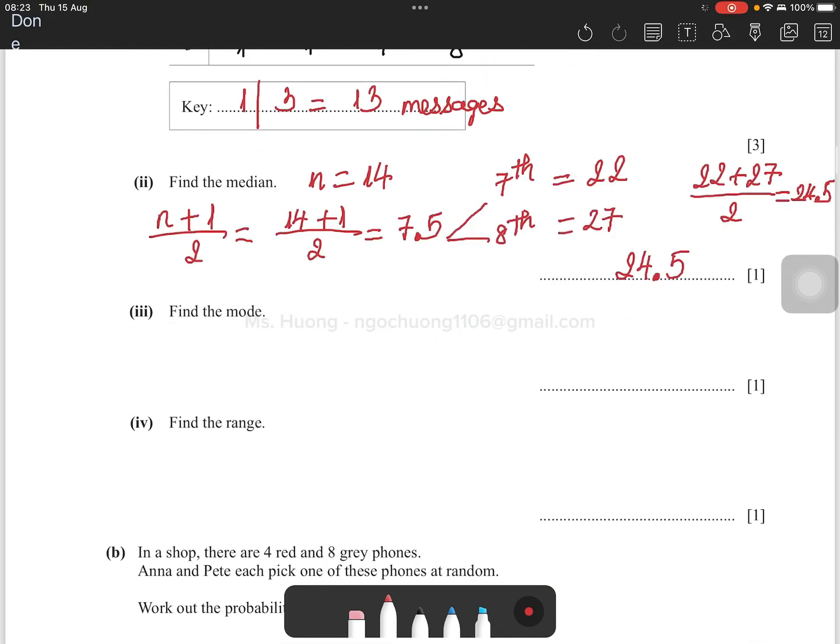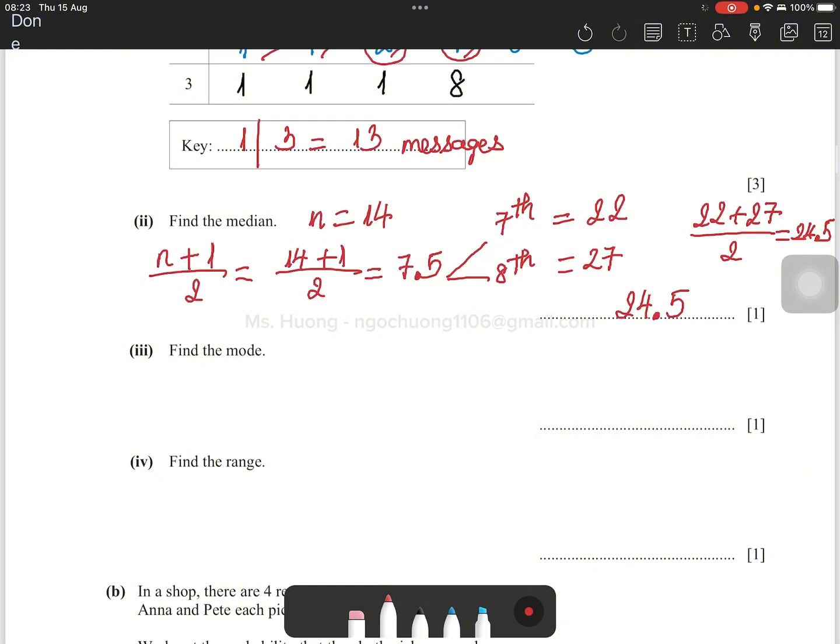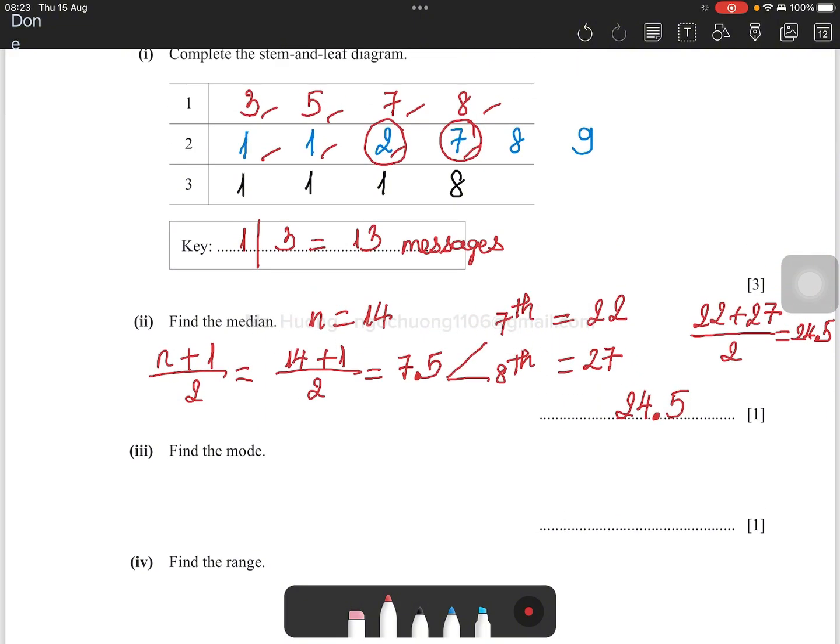Third question. Find the mode. In this case, we see that the number 31 appears 3 times, while the other numbers only appear once or twice. So the mode is 31.